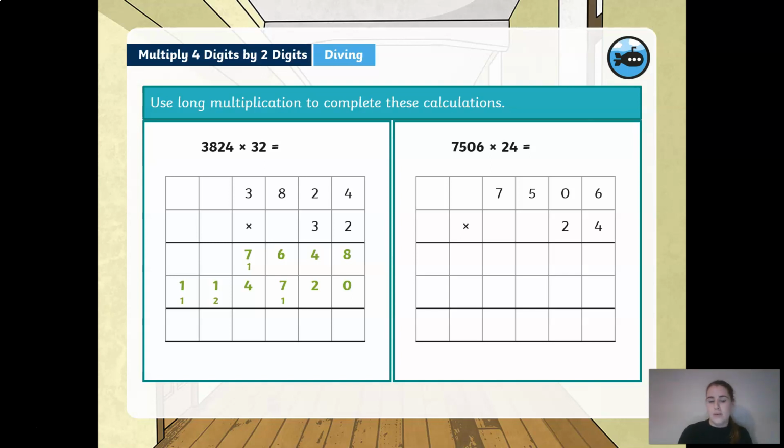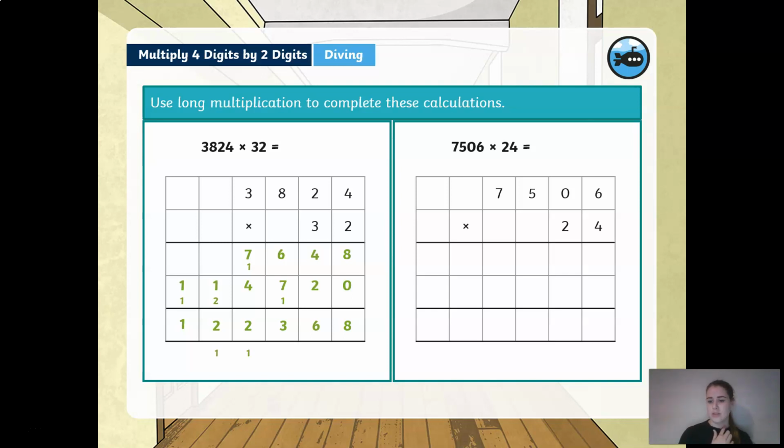Now, all we need to do is add those numbers together. So we have 8 add 0 is 8, 4 add 2 is 6, 6 add 7 is going to give us 13, so we have to carry our 1 across. 7 add 4 is 11, add that extra one is going to give us 12, so we need to write that 2 and carry our 1 across. 1 add 1 gives us 2, and we have our final one. So our answer altogether is 122,368. So well done if you got that one correct.